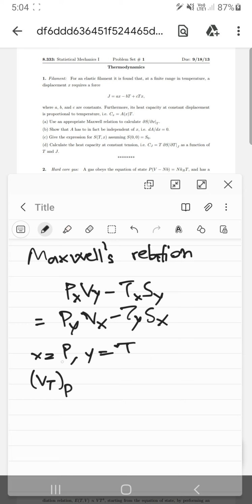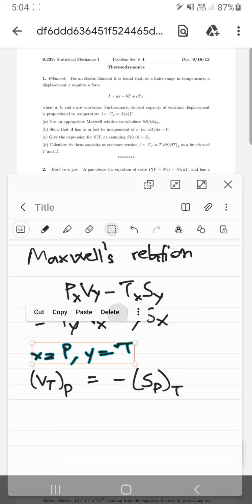So wait, that doesn't make sense. That's actually 0. This is equal to p sub y. So p sub t at constant. Well, that's not good because p is x, so this should just be 0. Right. So just equal to minus t sub y. Okay, that's 1. So just s sub x is p. So s sub p at constant temperature. All right. So that's one relation.